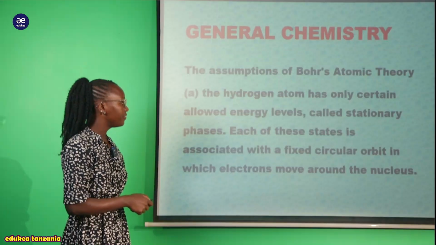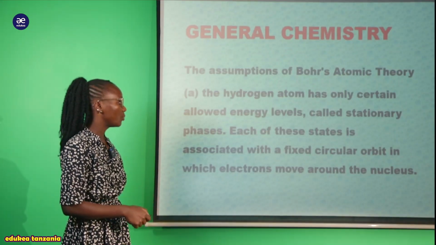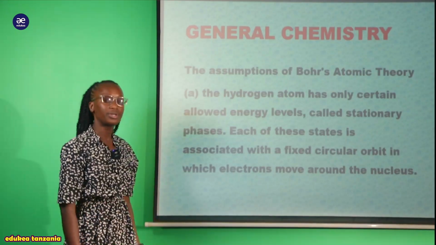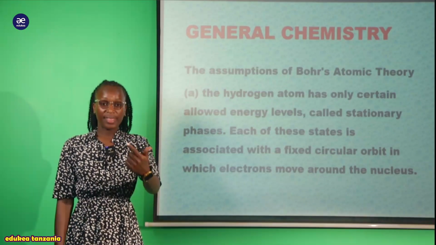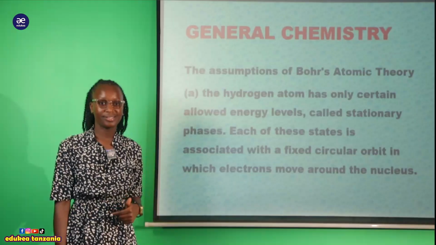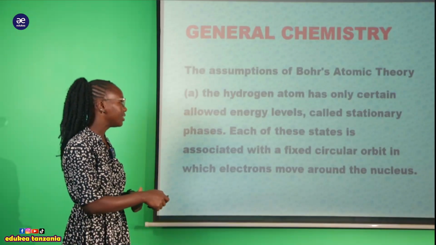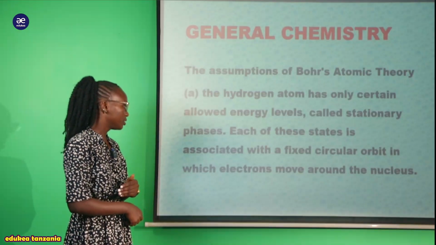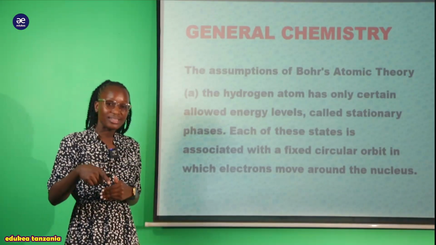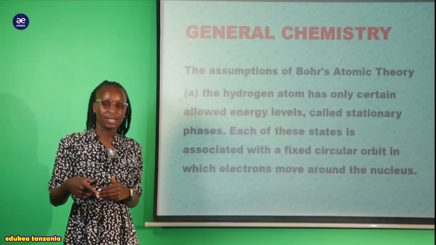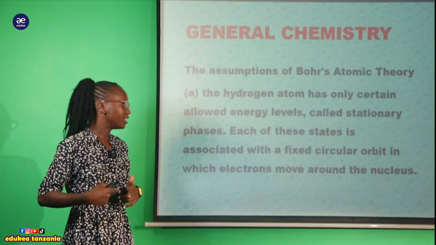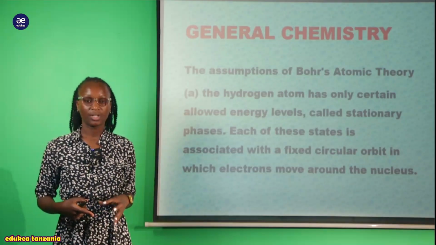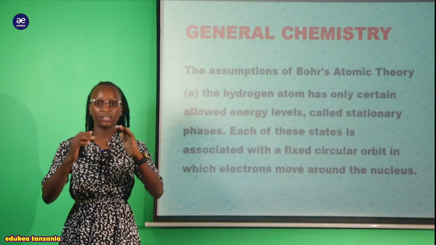So each of these states is associated with a fixed circular orbit in which electrons move around the nucleus. Sasa kwenye hiyo stationary phase tunasema kwamba hii state huwa inakuwa na fixed circular orbit, ambapo kwenye hiyo orbit kuna electrons ambazo zinazunguka around the nucleus. Kumbuka nucleus ipo kwenye center pale. And I mean nucleus is the center of your atom.